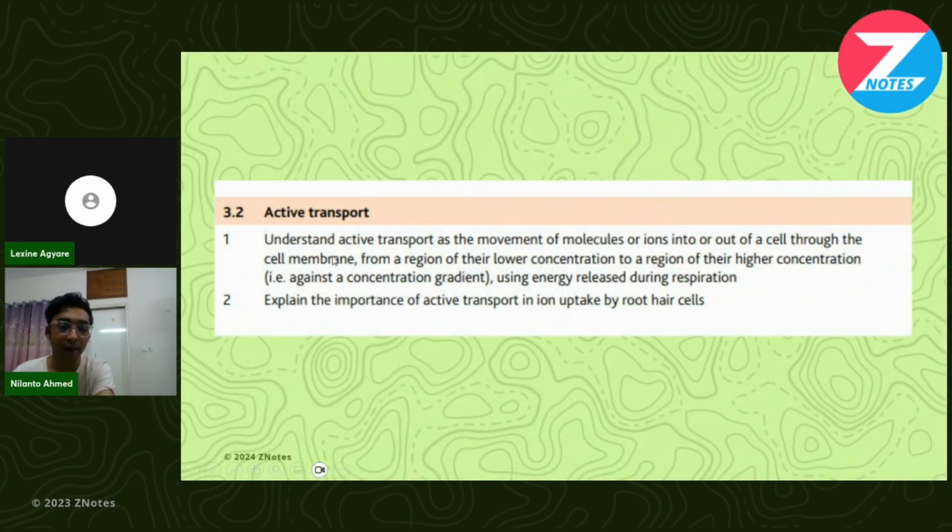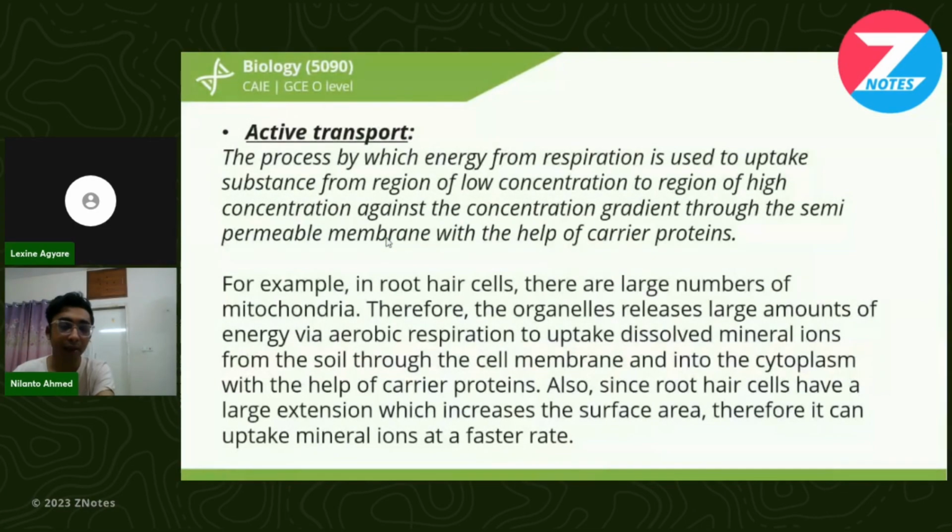Now let's cover the last subtopic, which is active transport. Unlike diffusion or osmosis, active transport requires energy from respiration, as it requires the channel proteins on the cell membrane in order to move certain substances from a region of lower concentration to a region of higher concentration through the semipermeable membrane. For example, root hair cells have a large number of mitochondria, as we have covered in the first cell chapter.